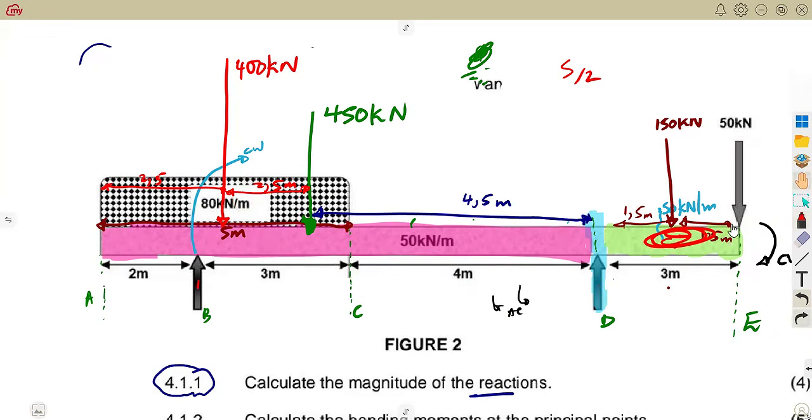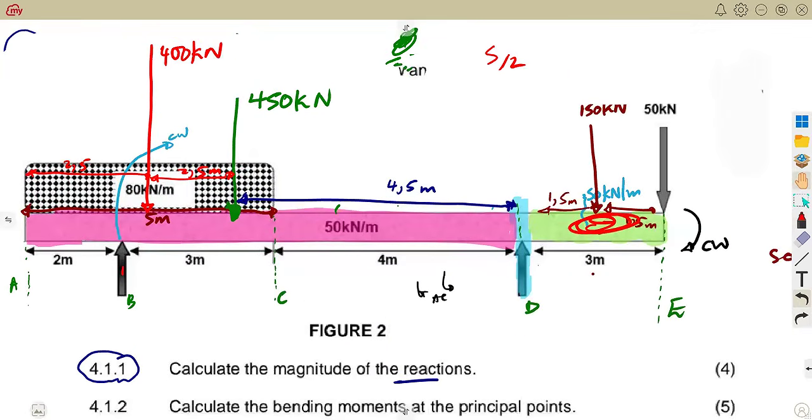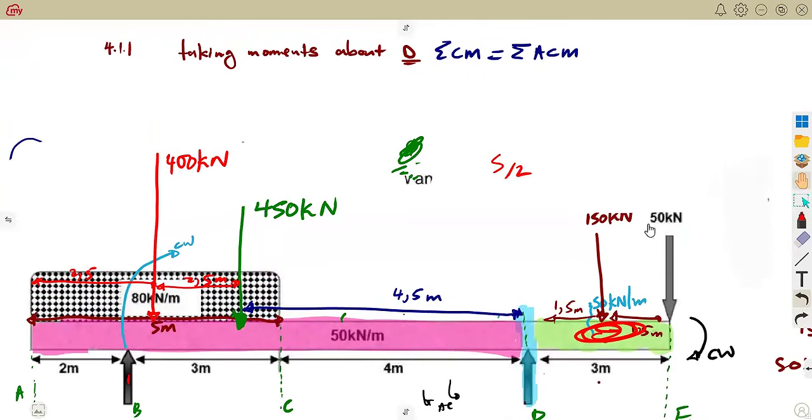Guys, if you know this, it's an advantage when calculating these reactions. Yes, you can combine the 80, because if you check this section here from A to C, both are distributed here. So you can separate it and have it as a single point. It's still one and the same, but guys, that one will be too much. Okay, I'm just gonna use this one. All right, so this is it. Working with this part, we said the clockwise moment, the sum will be equal to the anti-clockwise.